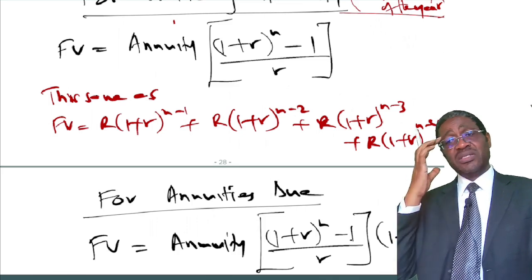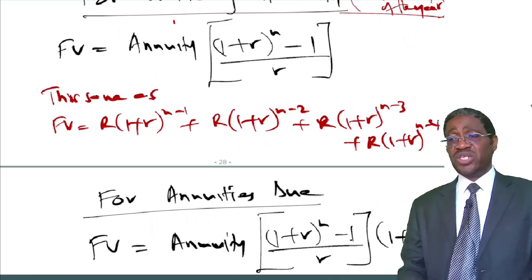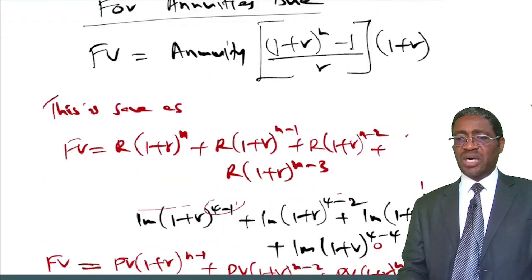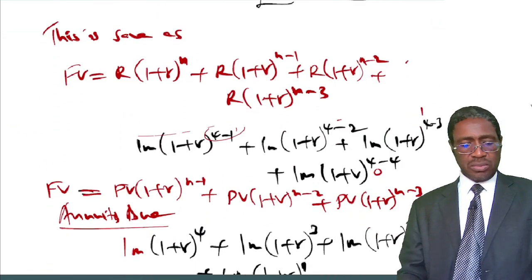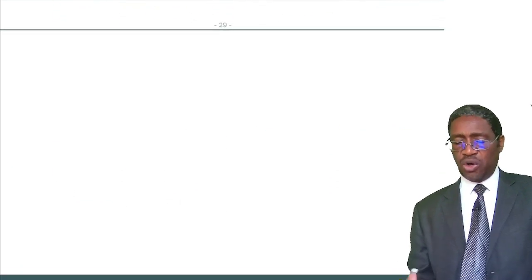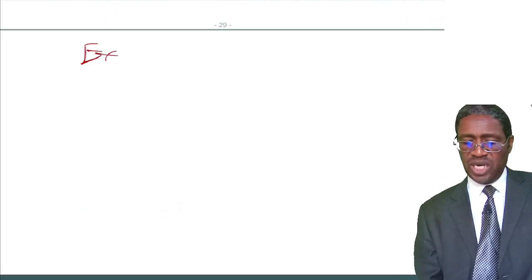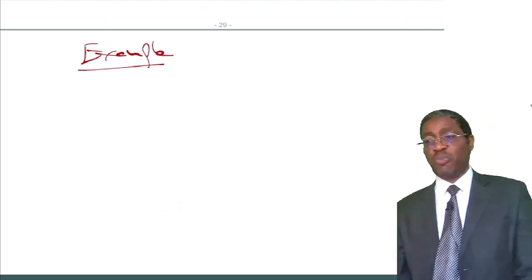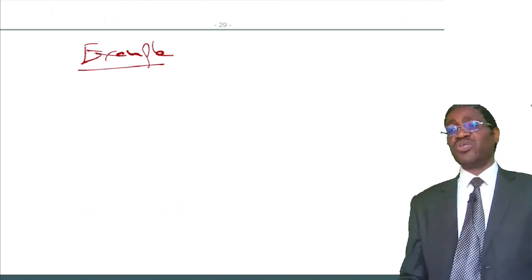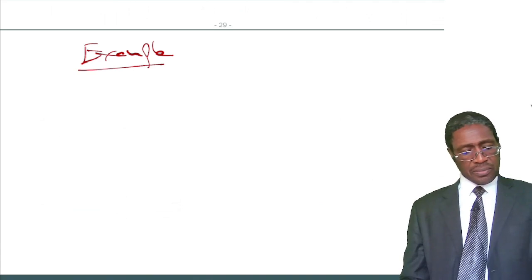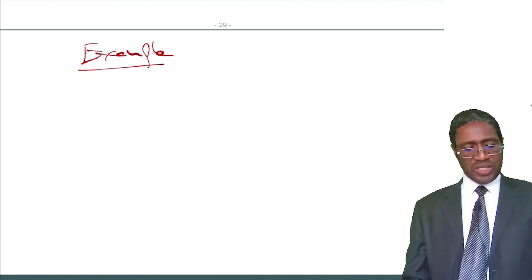Once you're through with the ordinary annuity, let's put down an example now. I'll copy this example now. Hope you're through with the copying. We are doing the example for ordinary annuity before we copy the formula for annuities due. Copy this example.